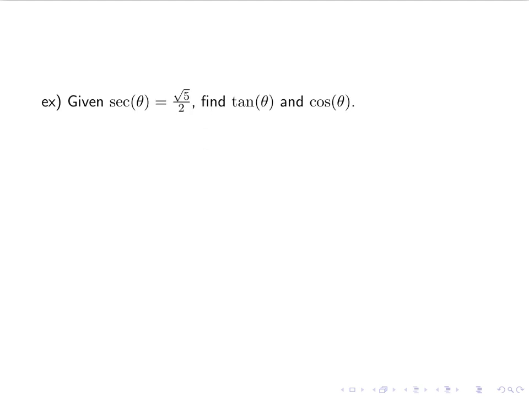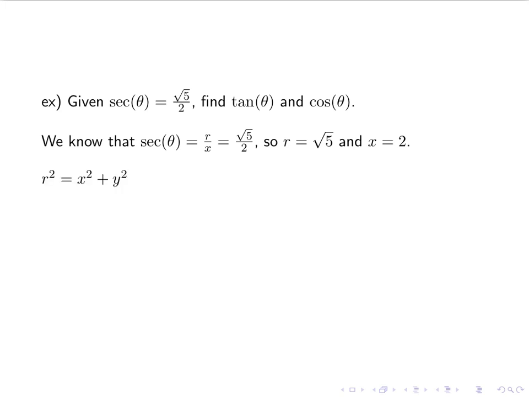Let's try another one. Given that secant of theta is root 5 over 2, find tangent of theta and cosine of theta. So secant of theta is r over x, which is root 5 over 2. So again, equating the top and the bottom, r is root 5, x is 2. Pythagorean theorem, we're going to solve for y. Right, we don't have y yet.